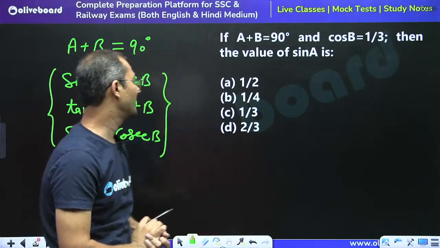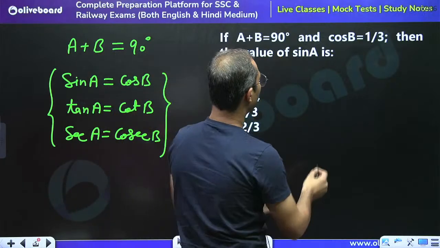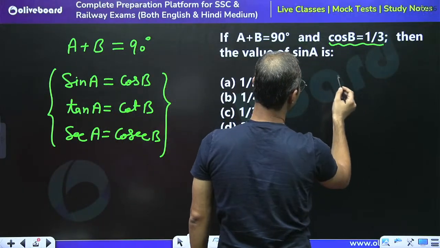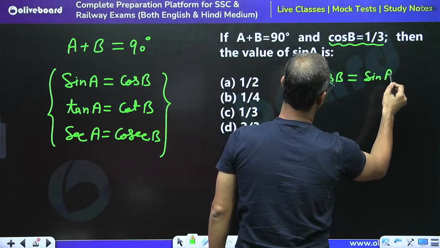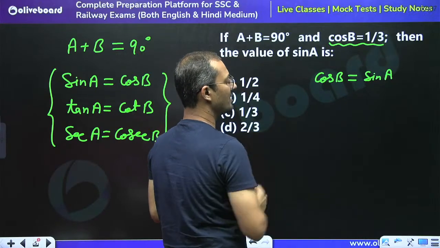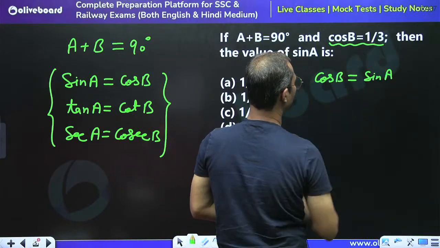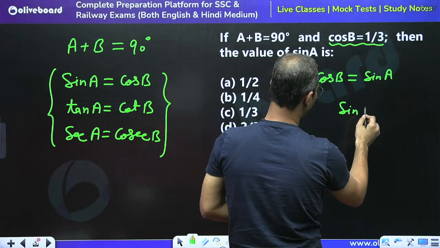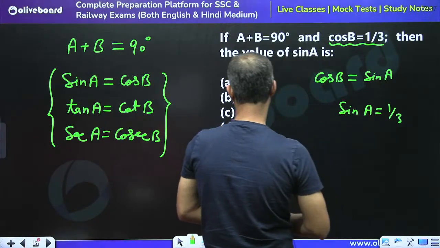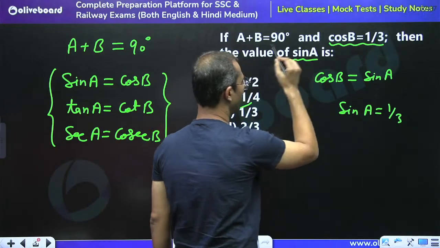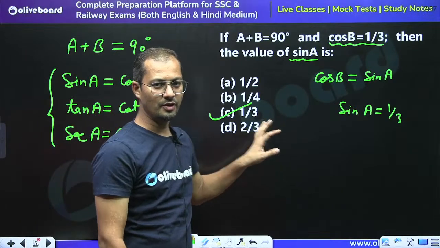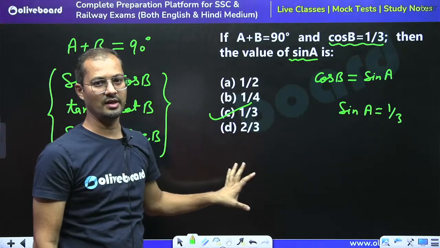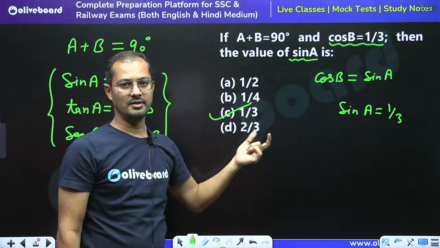So if A plus B is equal to 90 degrees, and cos B is equal to 1/3, then cos B must be equal to sin A because of the given condition. So cos B is equal to 1/3, and sin A would also be equal to 1/3. So 1/3 is the right answer because the question is asking for sin A. So C part is the right answer. If we know this condition, we can easily answer this question. Otherwise, we would go by the triangle.